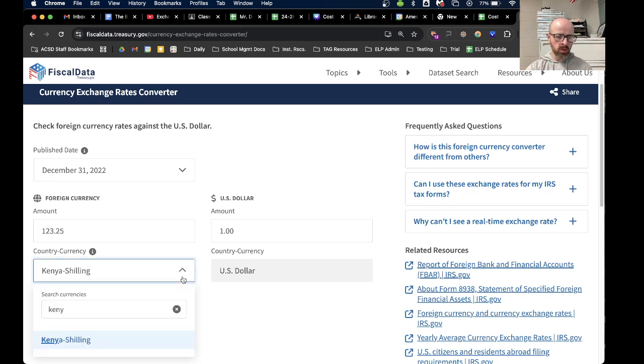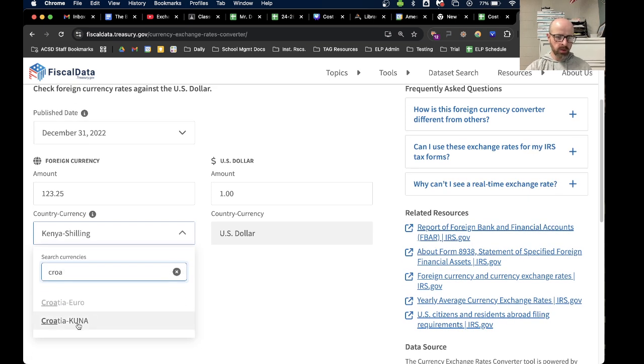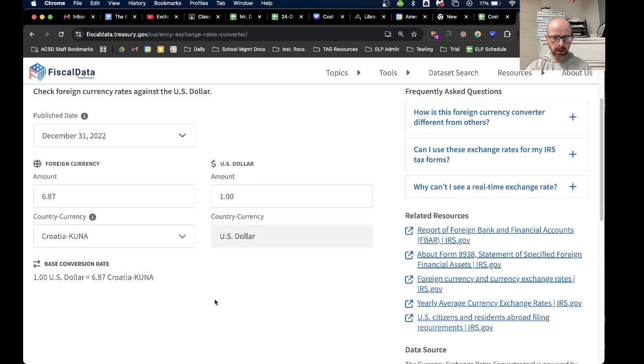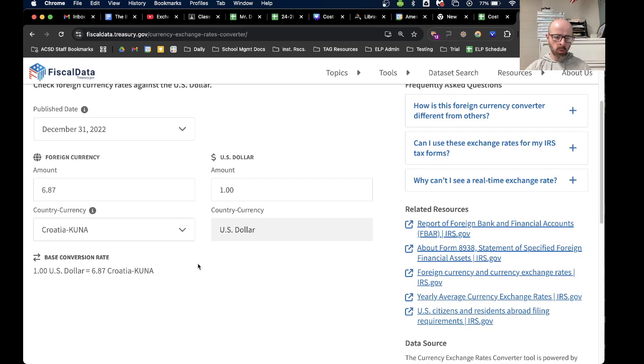And all I need to do is search for my country. So let me search for Croatia. Here we go. Croatia uses the kuna. All right, the kuna. $1 buys me 6.87 kuna in Croatia. All right, now what's my cost of living index for the price of meat in Croatia?